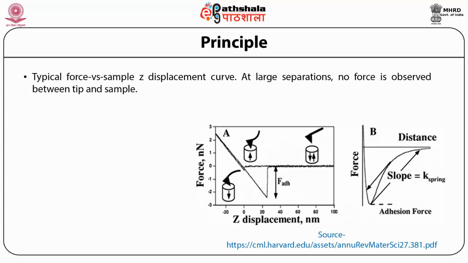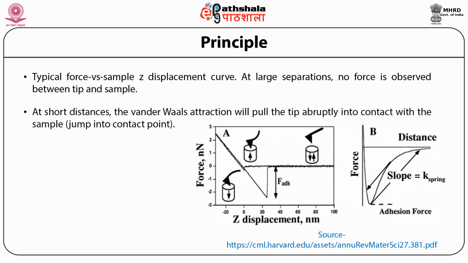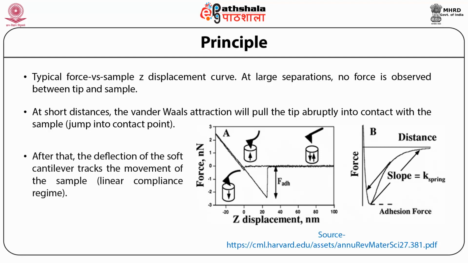At large separations, no force is observed between tip and sample. At short distances, the van der Waals attractions will pull the tip abruptly into contact with the sample. It jumps into the contact point very quickly. After that, the deflection of the soft cantilever tracks the movement of the sample, and this leads to the linear compliance regime.